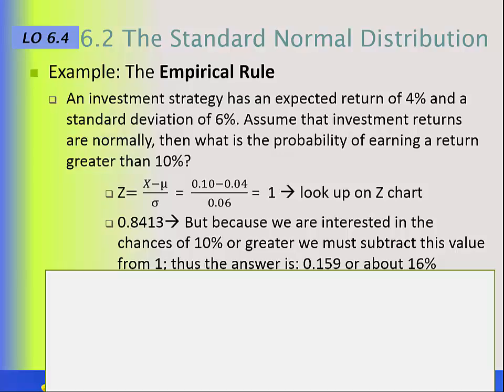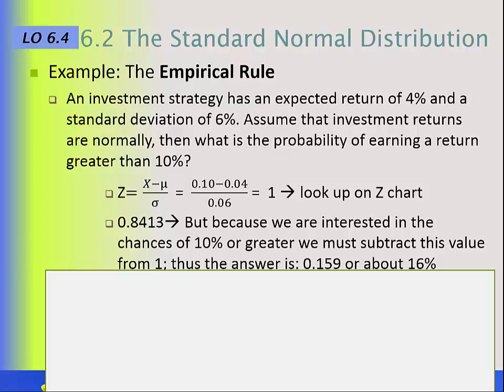But because of the way the question is worded, we are looking for the percentage chance that a person earns 10% or greater, which we know is probably going to be pretty low because, of course, the average is 4%. So we look this up, we get our 84%, but that doesn't seem right. So then we know, oh, wait a minute, we need to subtract this from 1. So actually, there's about a 16% chance that a person would get an investment return of 10% or greater.